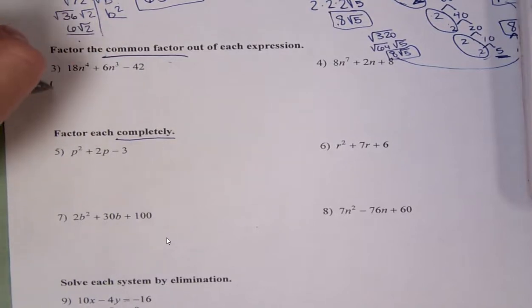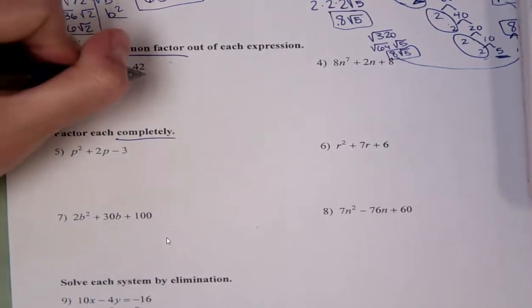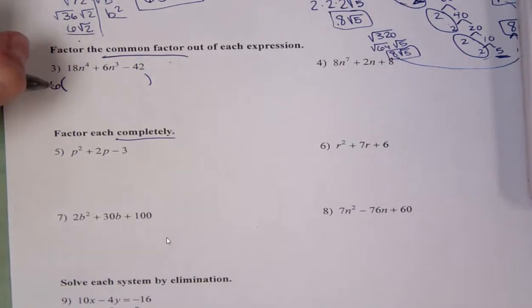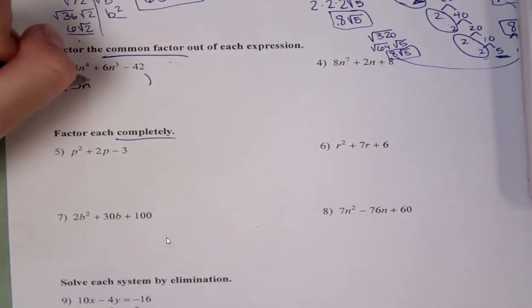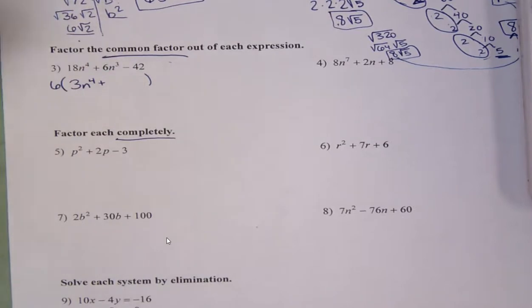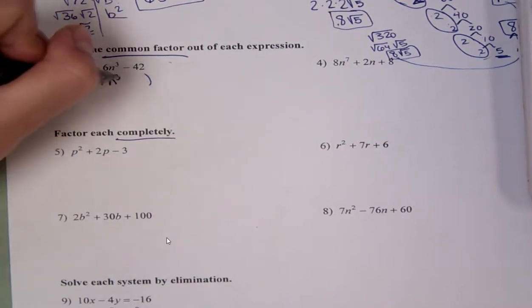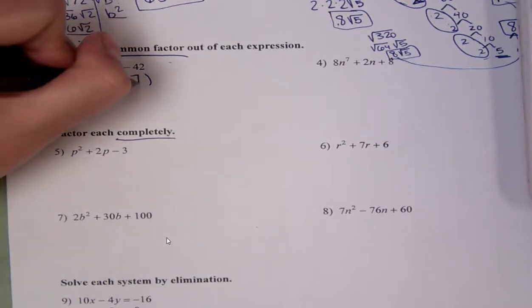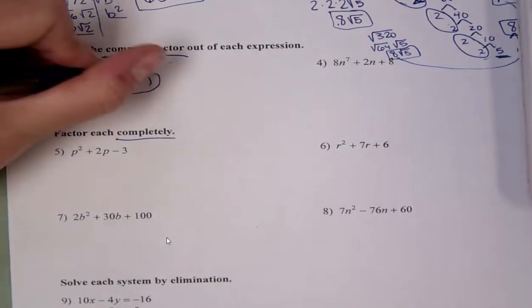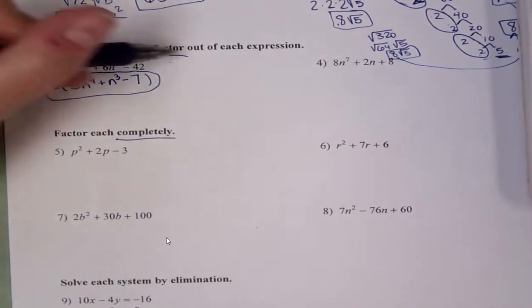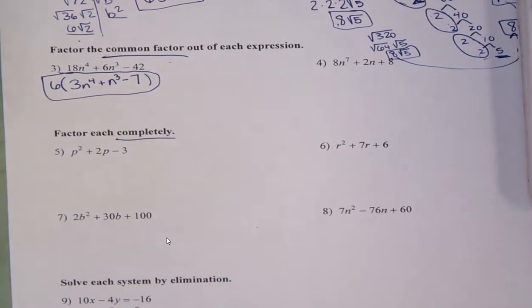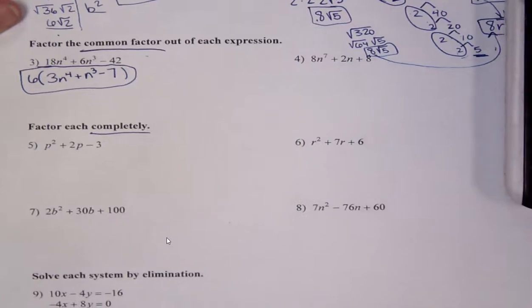So you can pull 6 out and just divide all those numbers by 6. So 18 divided by 6 is 3. 3 in the 4th power. 6 divided by 6 is 1, so it's just going to be n cubed. And then 42 divided by 6 is 7. And that's what you end up with. And that's all you're doing by factoring the common factor out of each expression. Don't turn this into something more than it is. That's it.